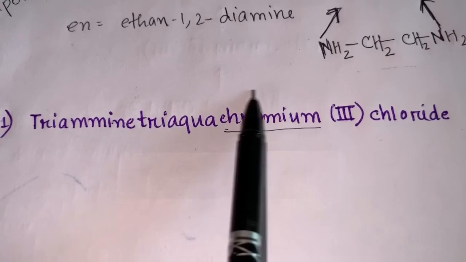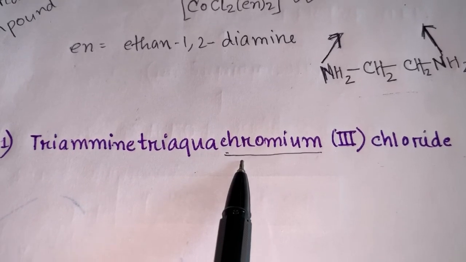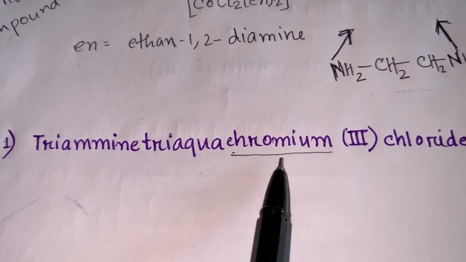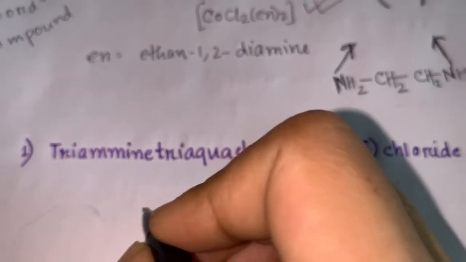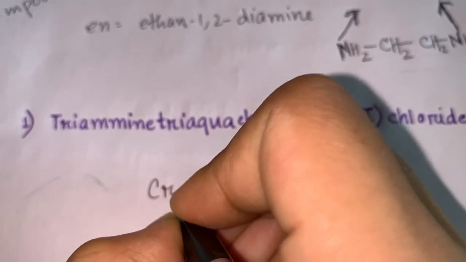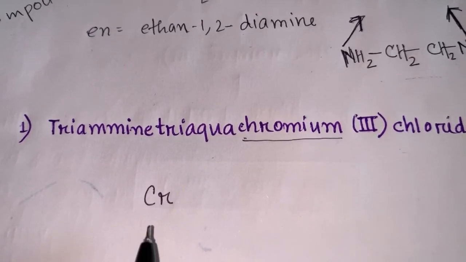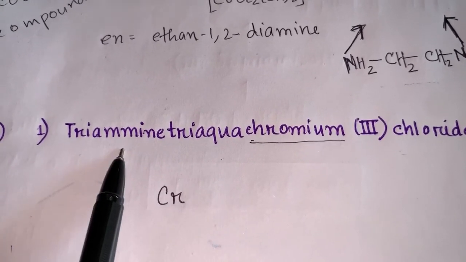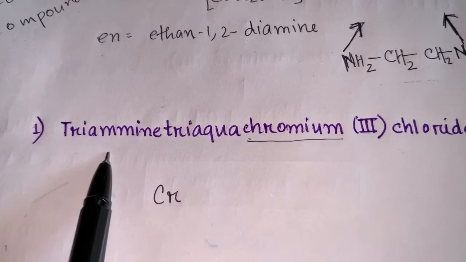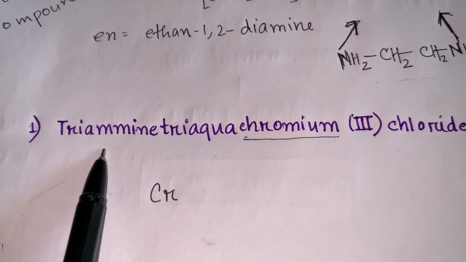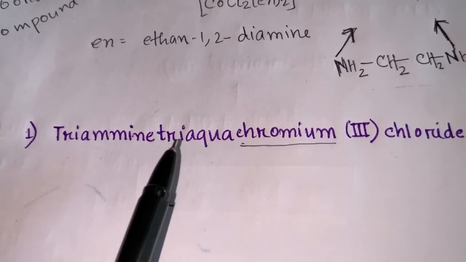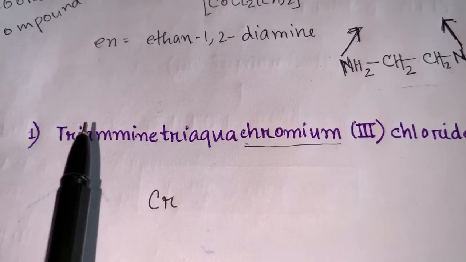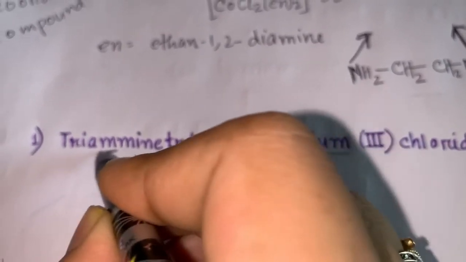So we can see chromium is the central metal atom here, and based upon the first step, we have seen that the name of the central metal atom has to be listed first. So this is what we will do here. Central metal atom written first, followed by the ligands in alphabetical order. Triamine, triaqua. So here we have ammonia and water as ligands, 3 ligands of ammonia and 3 ligands of water. So first of all, we will be writing ammonia because its ligand has M next.